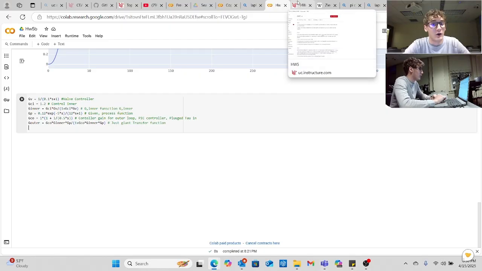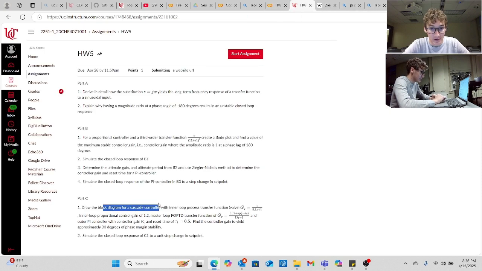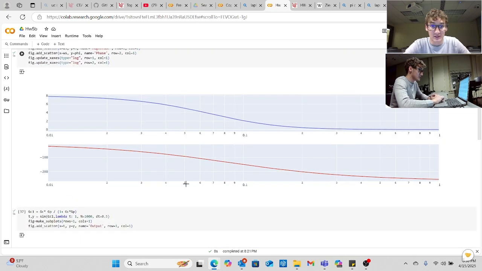Thank you for watching. All right, now that we have drawn the block diagram, we need to find the controller gain to yield approximately 30 degrees of phase margin. This is very similar to part B1, where we found the maximum stable controller gain, except for 30 degrees we make a Bode plot, like we did in 5B, where we want to find where theta equals negative 150, and the magnitude should be right about 1, which is what we're looking for.